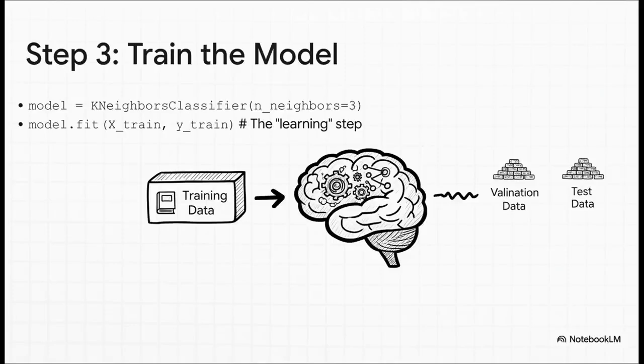And now for the fun part. We pick our model, in this case, a simple one called k-nearest neighbors. You don't need to stress about the math behind it. Just know that it learns by finding flowers that are similar to each other. Then we use this one little command, .fit. This is literally us telling the model, okay, time to study. Look at this training data and find the patterns. And just like that, it starts learning.